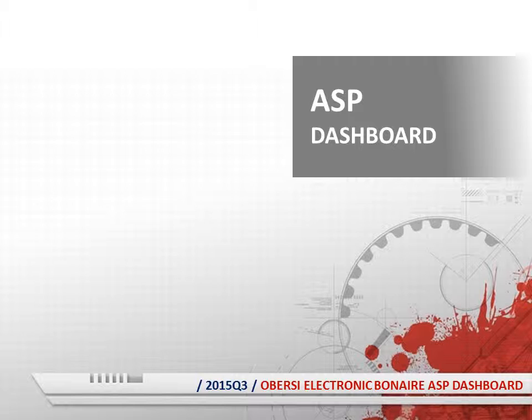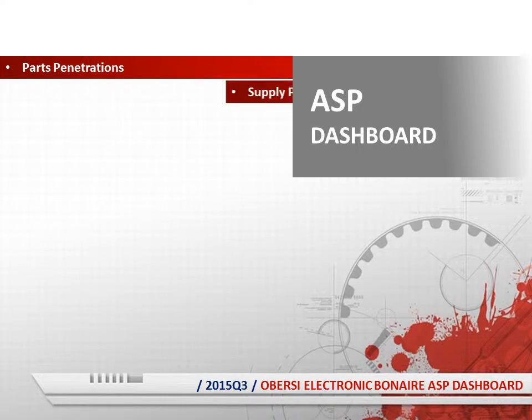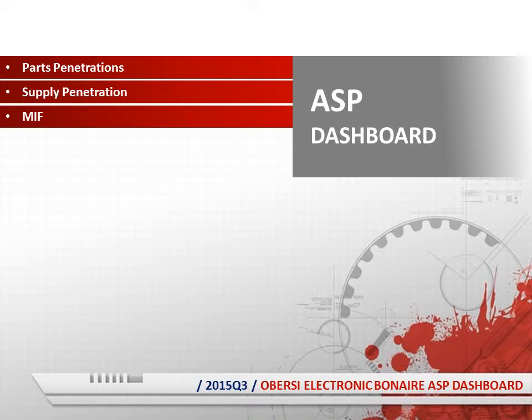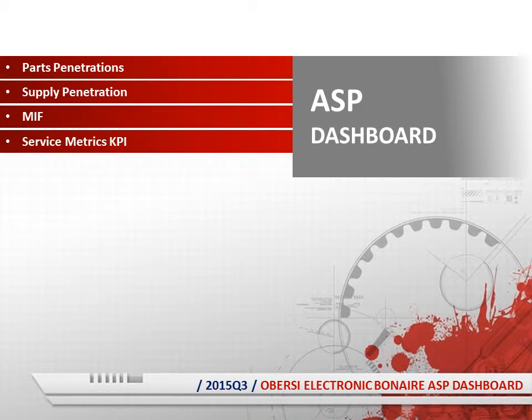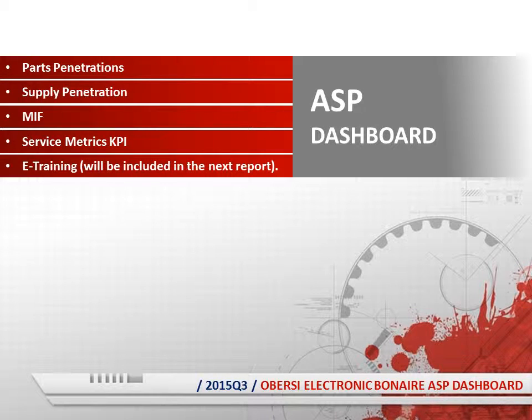The ASP Dashboard is a graphical summary of ASP indicators for which a graphical representation could help making analysis. These are parts penetration, supply penetration, MIF, service metrics KPI, and e-training, which will be included in the next report.